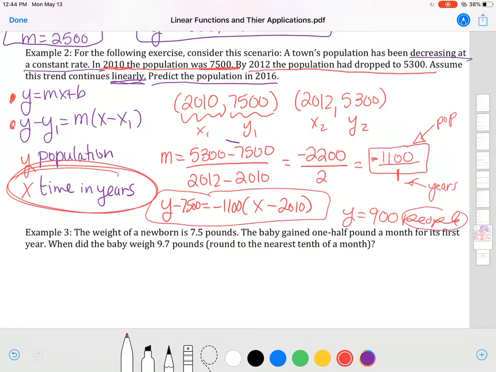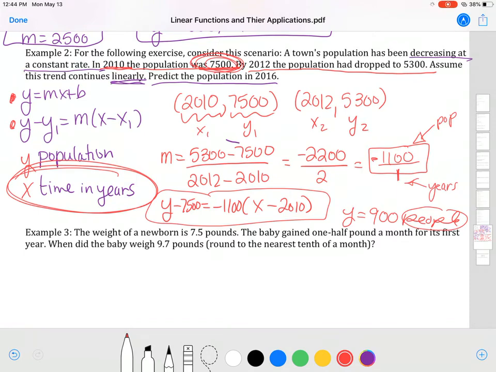So I labeled my units, it's 900 people. And then also, to check to make sure that this makes sense with the problem, I know that since this is decreasing, and in 2010 the population was 7,500, that in the year 2016 I should definitely have less than 7,500, which 900 is less than that. So it makes sense with the problem.